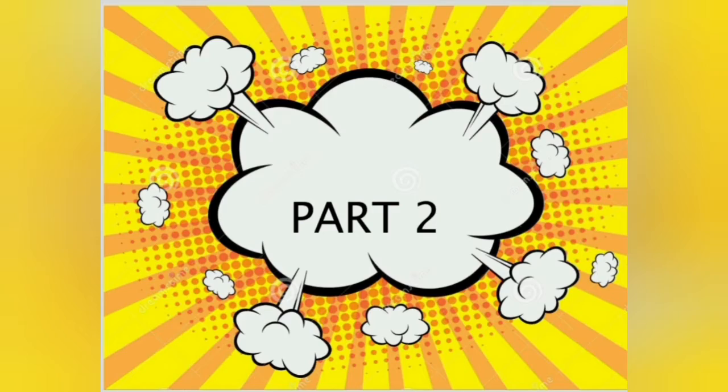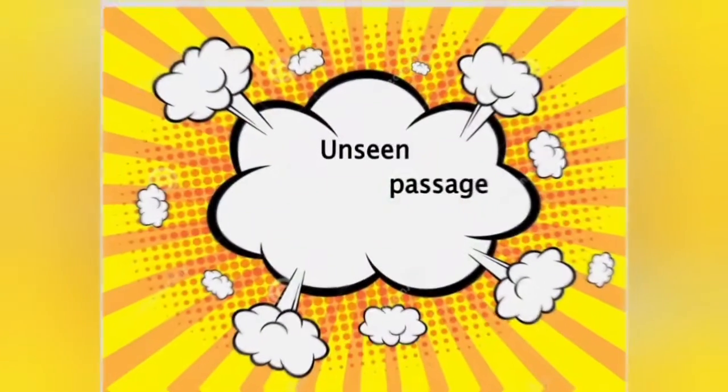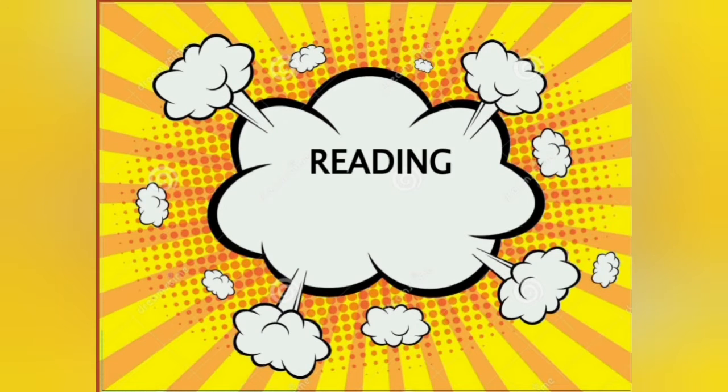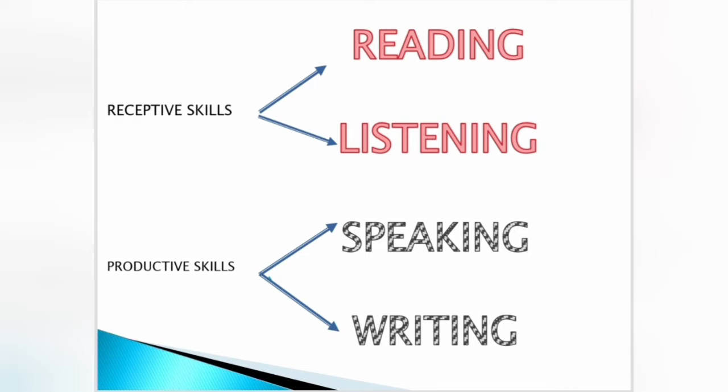This is the second part of how to crack unseen passages, that is reading comprehension in your examination. To have a command over this language, you should acquire 4 skills: reading, listening, speaking and writing. You do know very well reading and listening come under receptive skills. Speaking and writing come under productive skills.